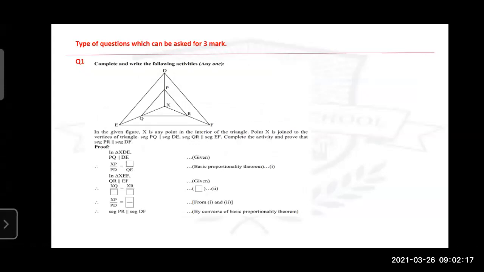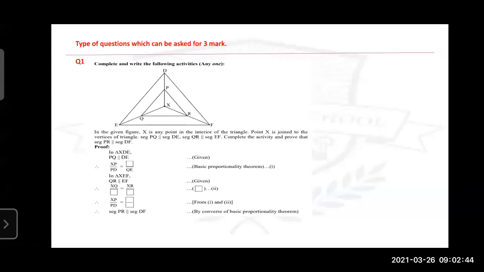So in the given figure, X is a point in the interior of the triangle. X is joined to the vertices. Okay. So in triangle XDE, PQ is parallel to DE. Okay. PQ is parallel to DE. Then apply BPT theorem here. So XP by PD is equal to XQ, in the first box we write XQ by QE.